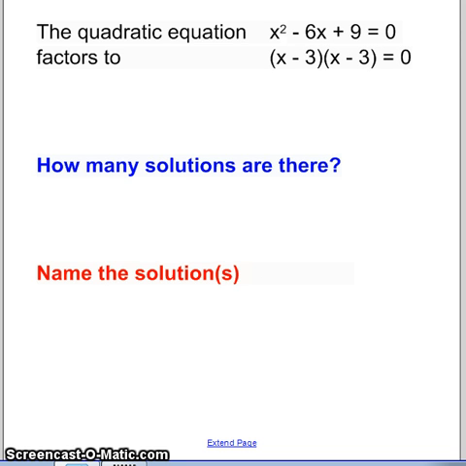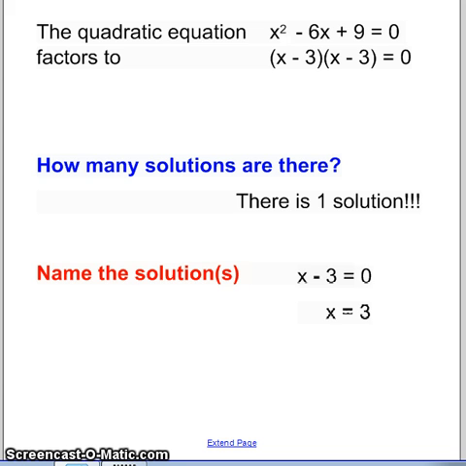Here's the same type of problem again. How many solutions does it have? You might already know by looking at it that this one is only going to have one solution. It's only going to have one solution because both of these answers are going to be the exact same thing. When you set x minus 3 equal to 0, you get an answer of x is 3. So that's the only solution. This is that parabola that was sitting right on top of the x-axis and only touches it once.